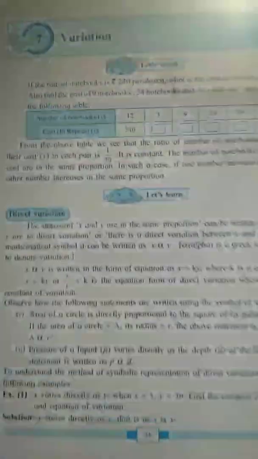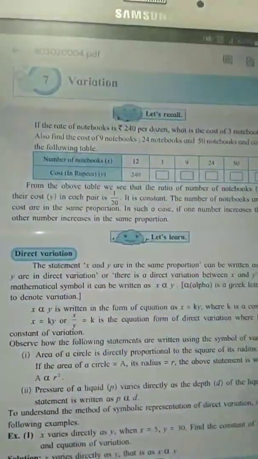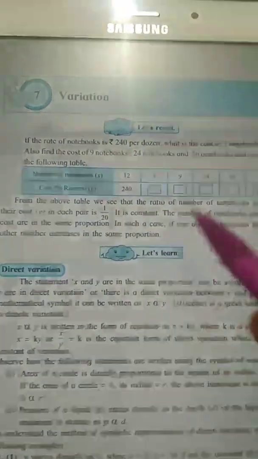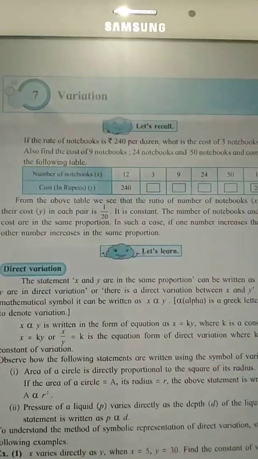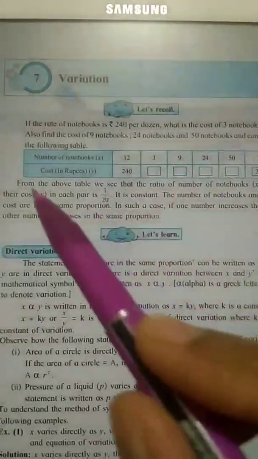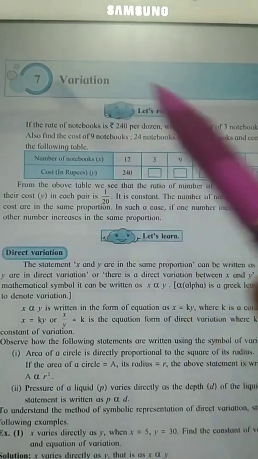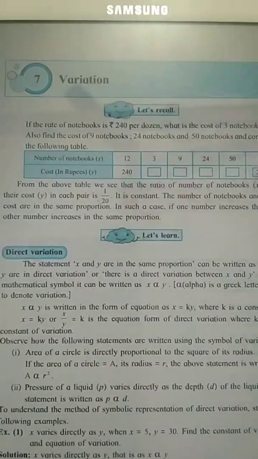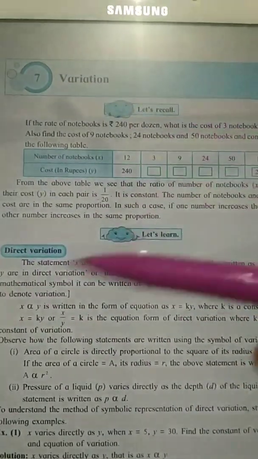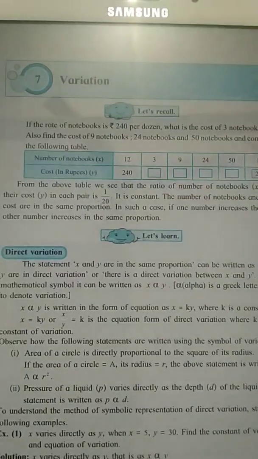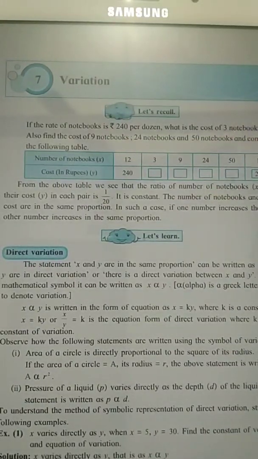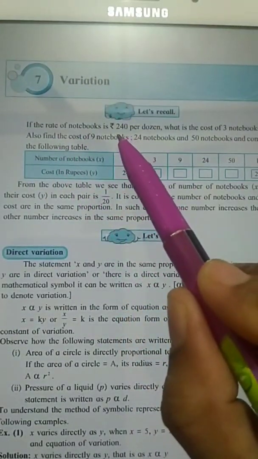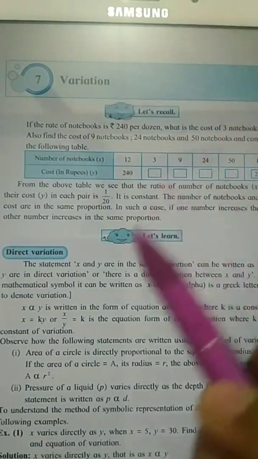Let's recall. If the rate of notebooks is rupees 240 per dozen, what is the cost of 3 notebooks? Okay. So, the rate of notebooks is 240 rupees per dozen. How many notebooks will come in 1 dozen? 1 dozen bananas or 1 dozen books, 1 dozen is always equal to 12 numbers. We know 1 dozen is equal to 12. So, 12 books cost 240 rupees. What will be the cost of 3 books is asked.